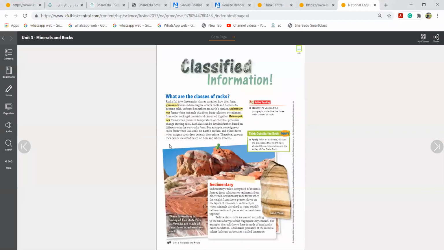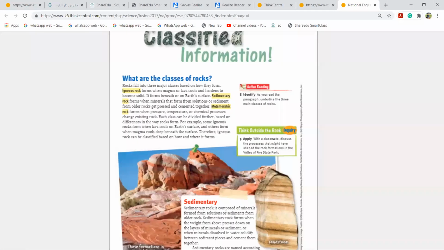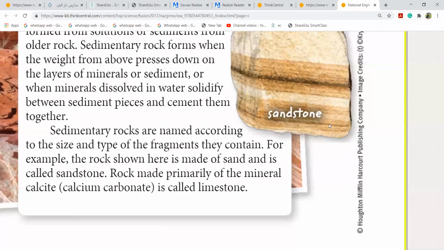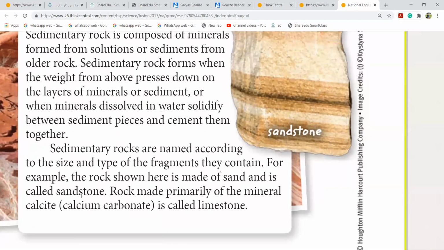Okay, the example of sedimentary rock, I told you many examples yesterday. I told you about coal. I told you about sandstone. See, sandstone. So again, highlight the examples here. It's sandstone. The rock shown here, because of the deposition of sand, becomes sandstone. And then we have limestone. It's made of calcium carbonate.